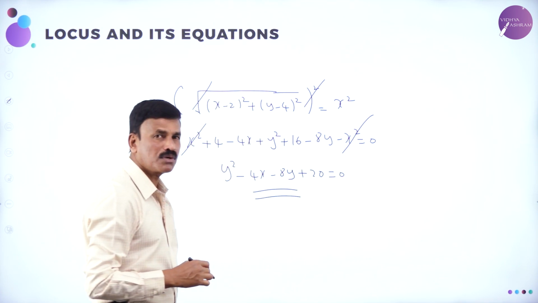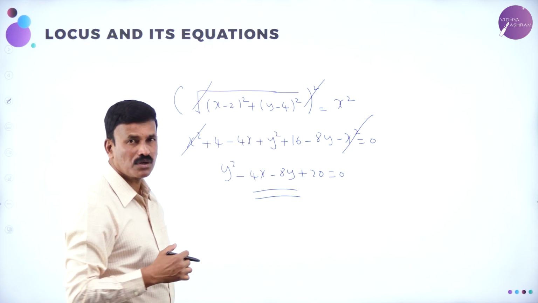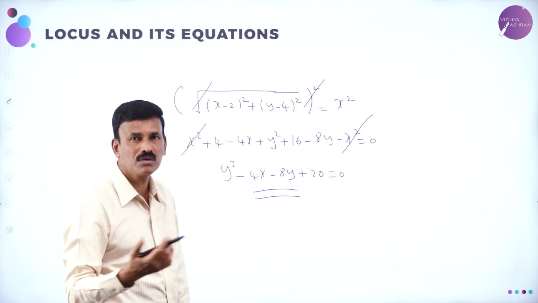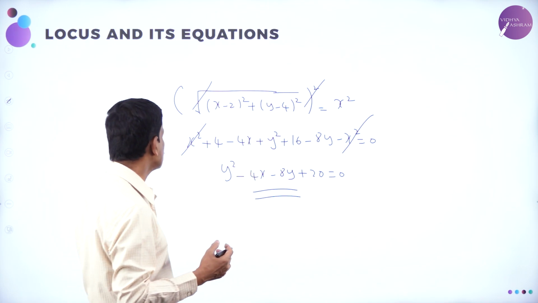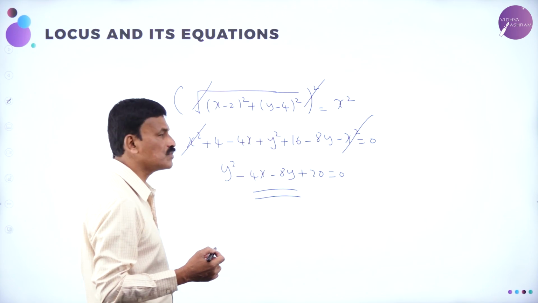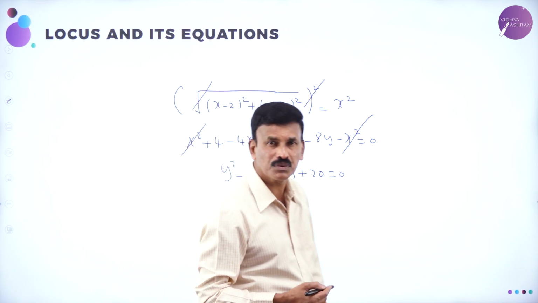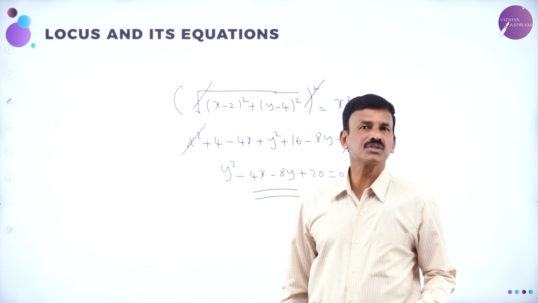See the previous problem and this problem. In the previous problem x square is missing. In this problem y square is missing. So the required equation of the locus is y square minus 4x minus 8y plus 20 is equal to 0. Hope you followed. Now let's move on to the next problem.